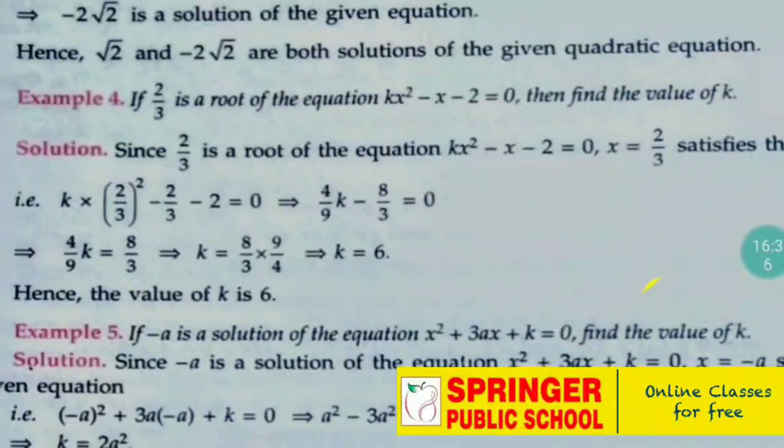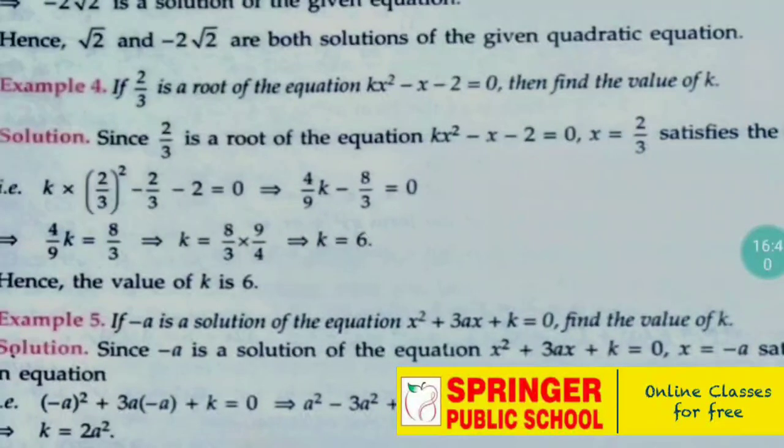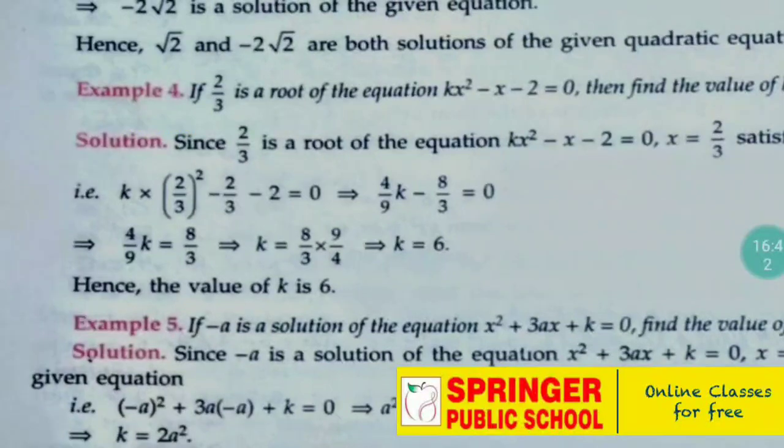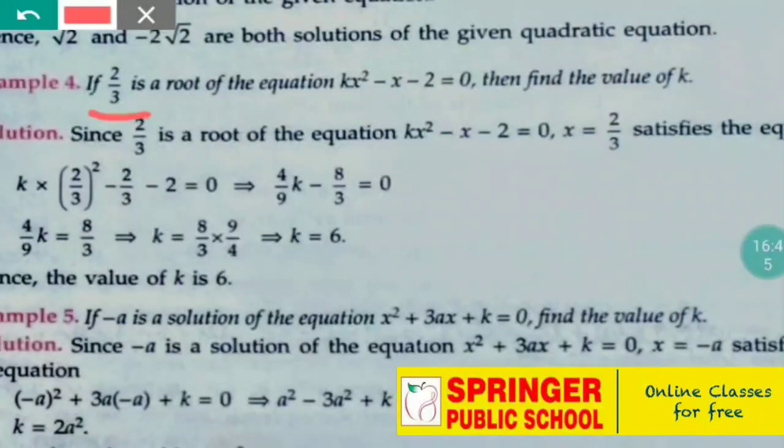Now the next question is, students, it's being said that 2 upon 3 is a root of the quadratic equation kx square minus x minus 2 is equal to 0. It's already being said it is a root. That means 2 upon 3 is a solution. So if I put 2 upon 3 in place of x, it should become equal to 0. And if it becomes equal to 0, we can find out the value of k.